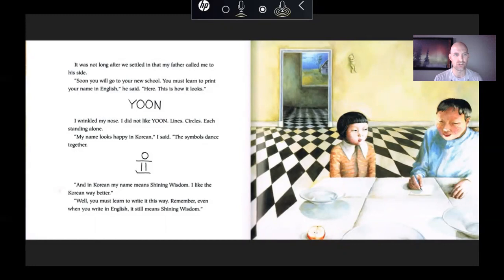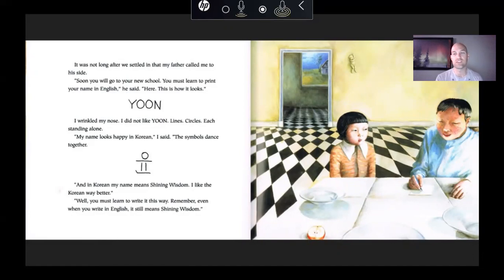Lines, circles, each standing alone. "My name looks happy in Korean," I said. "The symbols, they dance together. And in Korean, my name means shining wisdom. I like the Korean way better." "Well, you must learn to write it this way. Remember, even when you write in English, it still means shining wisdom."